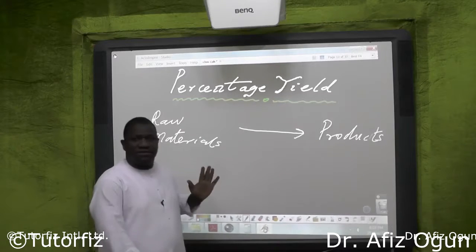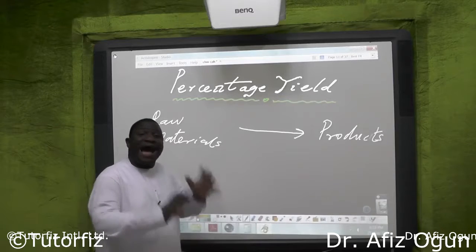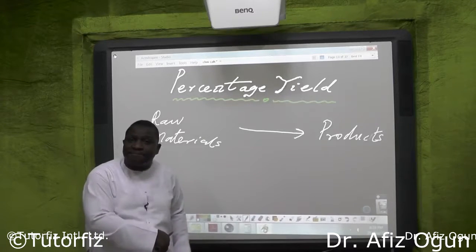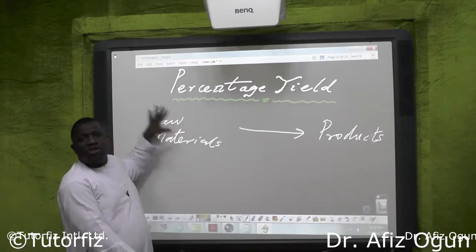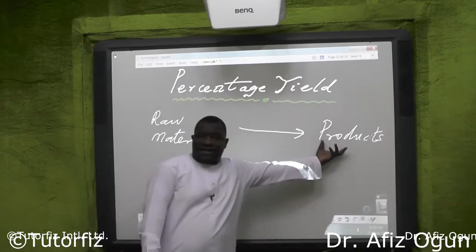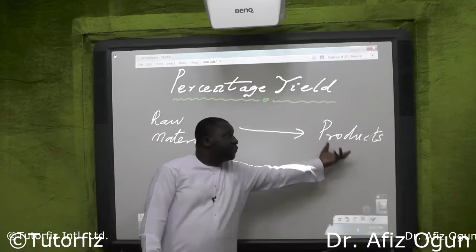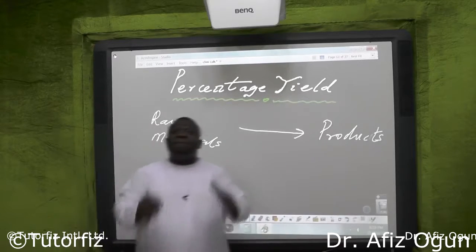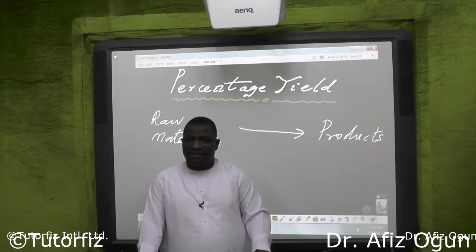We are not talking about the waste. My aim now is about what I'm producing. How much of it am I going to get? Because that's what is going to put money in my pocket. I have spent money to buy the raw material, so if I use this raw material, how much product am I expected to get? Because it is the product I'm taking to market. I am not talking about the waste product. I mean my desired product.